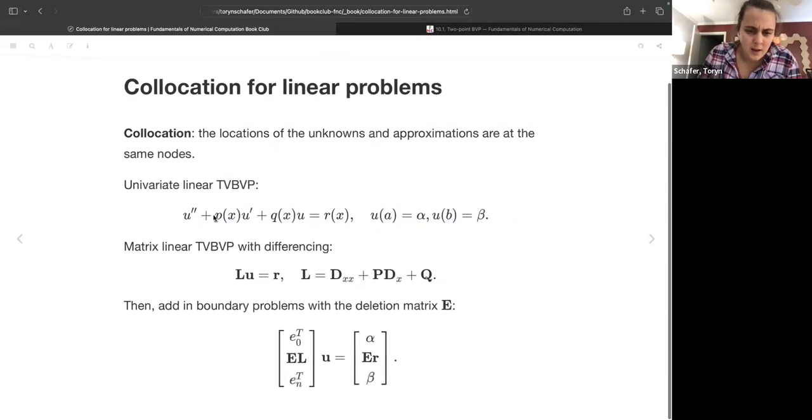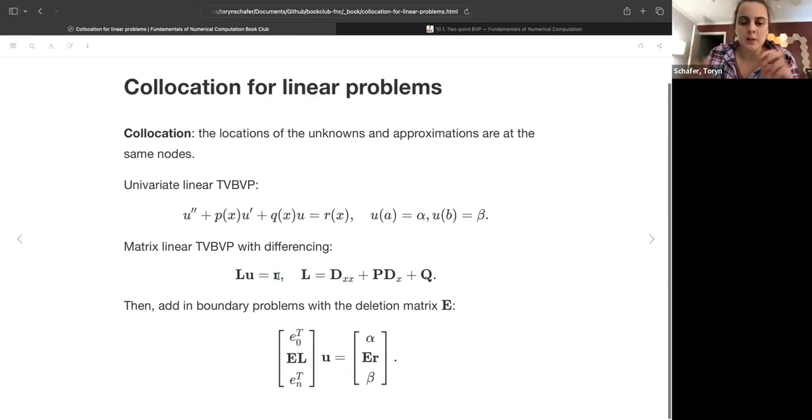Basically, we can rearrange. For the first and second derivative, we use the differentiation matrices we just saw, and we have a matrix that is a diagonal of the p of x's. Then we can rewrite this in a system where the dimension is n plus one, the number of nodes. So instead of x, for each of these elements we have a node, x zero through x n plus one. If r of x is a known function, we can just calculate it at the nodes.